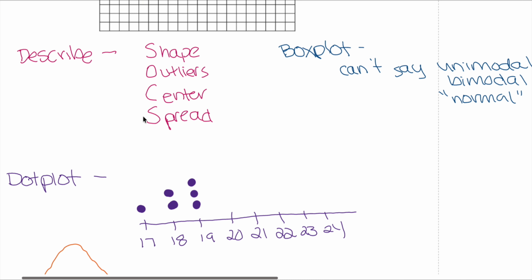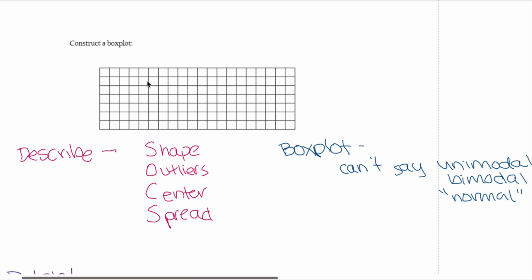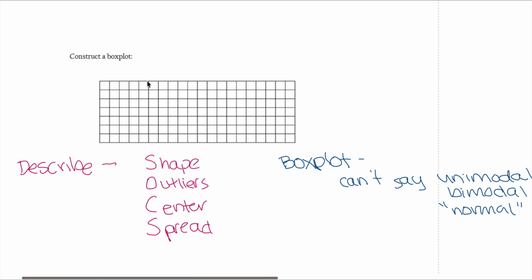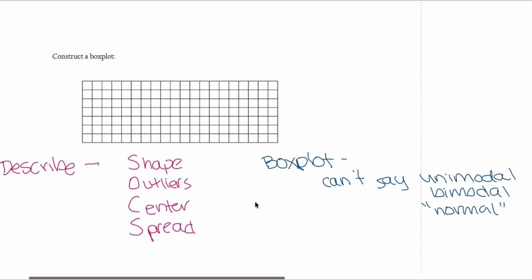So you can see that I am repeatedly talking about the SOCS. You can see how important they are. They're super important, especially when you're asked to answer the FRQ in the AP test. They ask you to describe the distribution. You have to talk about all 4 parts of those.